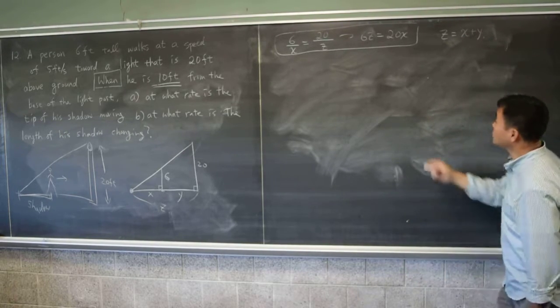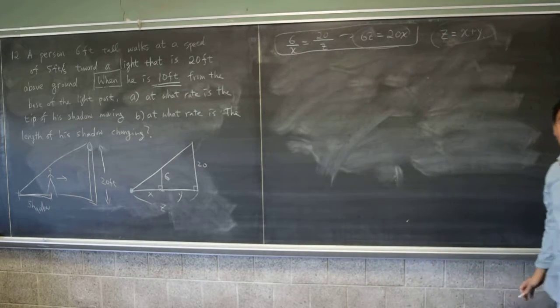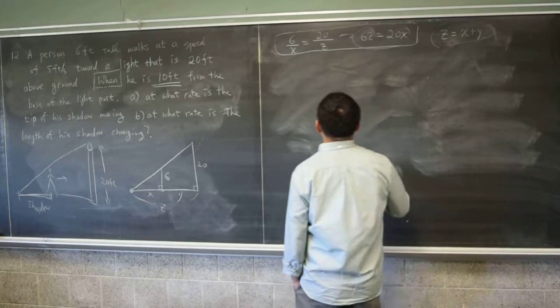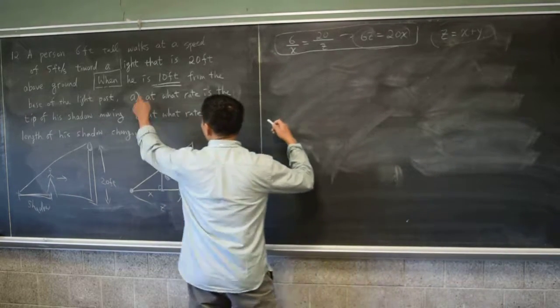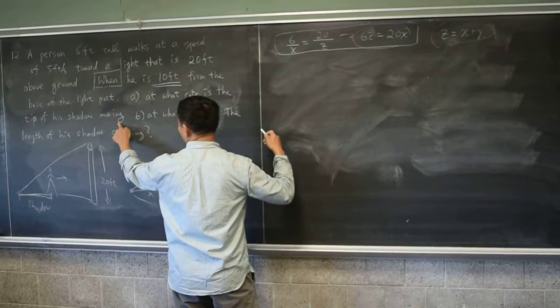Okay, good. So we have one relation, we have another relation. Sometimes you may have more than one. Doesn't matter. Just differentiate everything that you see, so that you can have the relationship between their derivatives. Now, what's the question? First question is, at what rate is the tip of his shadow moving?